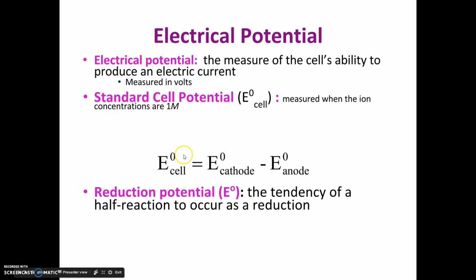Okay, so here's the equation for that. We're going to run through it in a second. But the other term inside of here, the E cell, is what we just covered. That's the voltage you get for your battery. And these terms here are called the reduction potentials. The tendency of the half reaction to occur as a reduction. So it's the reduction potential of the cathode minus the reduction potential of the anode.